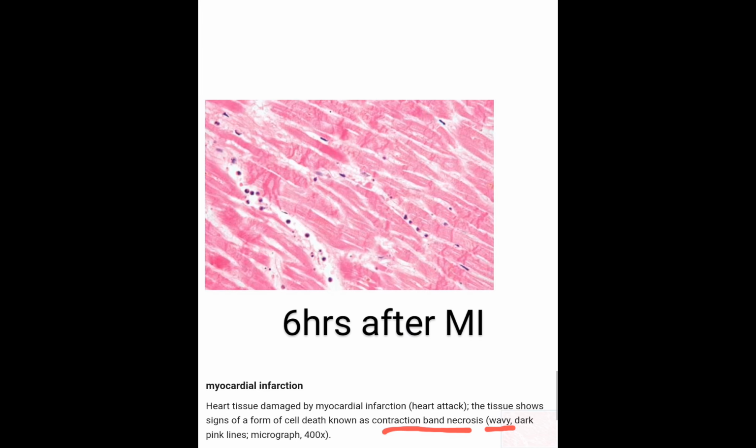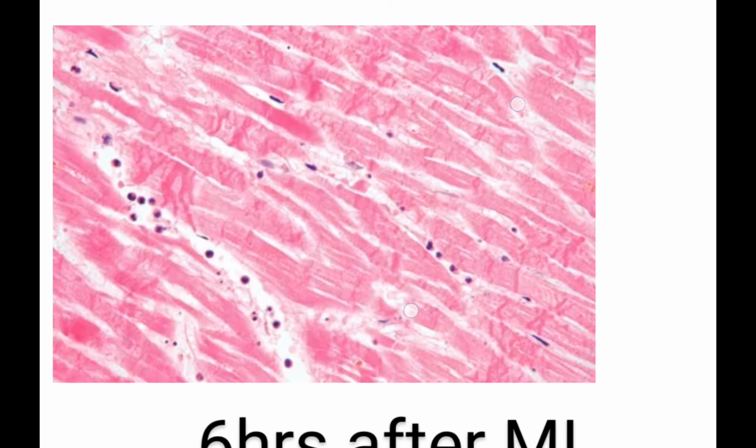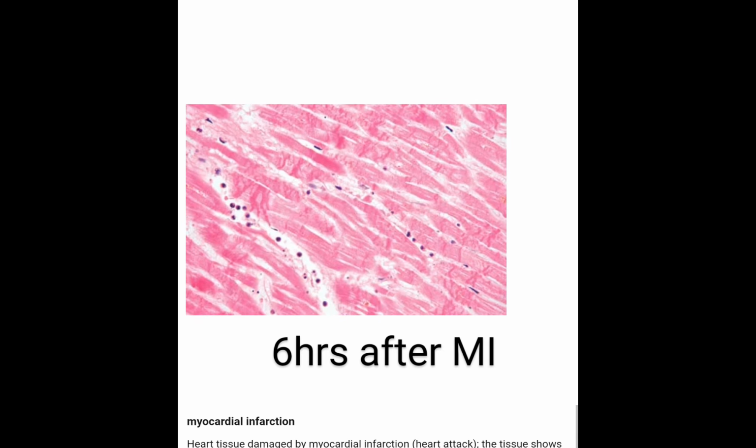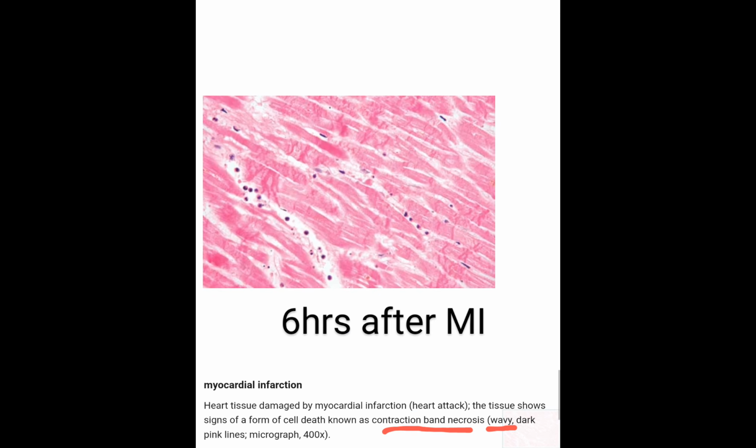Then the next image is of myocardial infarction. After the myocardial infarction, the heart tissue is damaged. The muscles of the heart are damaged and contraction band necrosis occurs. Wavy pink lines are seen, as seen in the image. So these changes are typically observed up to 6 hours after the MI.